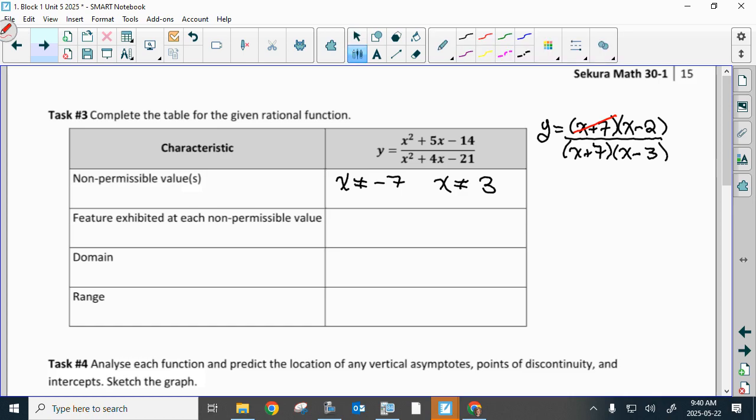Because this cancels, we know that this becomes a point of discontinuity. So it's going to be at x = -7, but you have to find the y value that goes with it. A point is not a point unless it has an x and a y. This factor stays, so x equals 3 is your vertical asymptote.